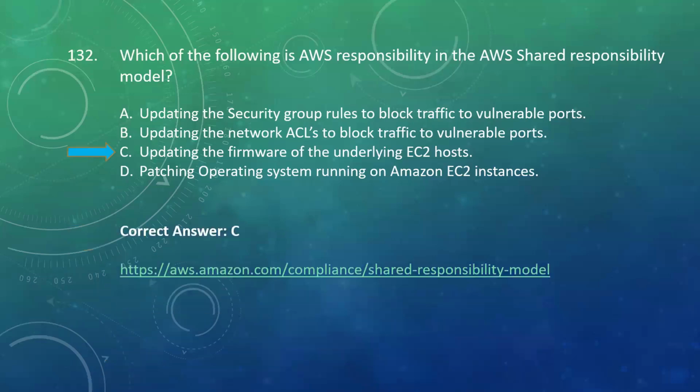Now, why is it the responsibility of AWS? Because customers don't have access to the underlying host in the AWS infrastructure. So it becomes AWS's responsibility to keep the host firmware up to date. And when it comes to options A, B, and D, the customer has full control over these things, so it's their responsibility to manage them.